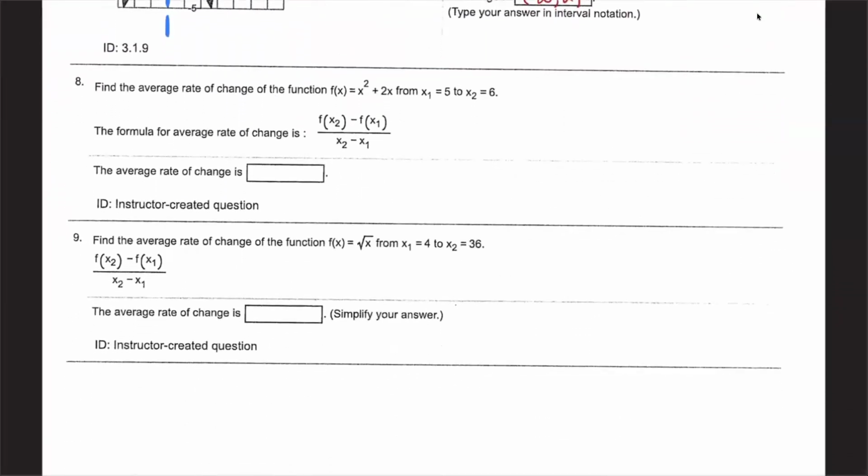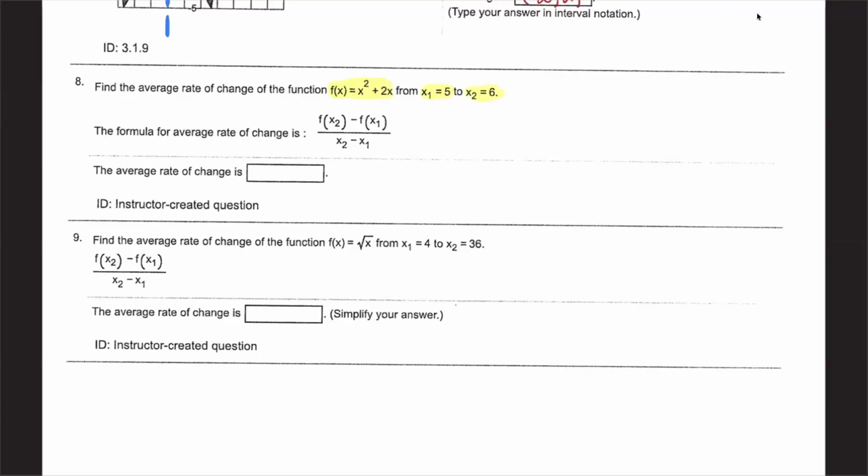All right, find the average rate of change. The formula is going to be given to you. You have to find the f of x2 and the f of x1. They give you x2 and x1. So let's see what the function says. The function says we're going to look at x squared plus 2x, and we're going to see what happens to it as it goes from x sub 1 being 5 and x sub 2 being 6.